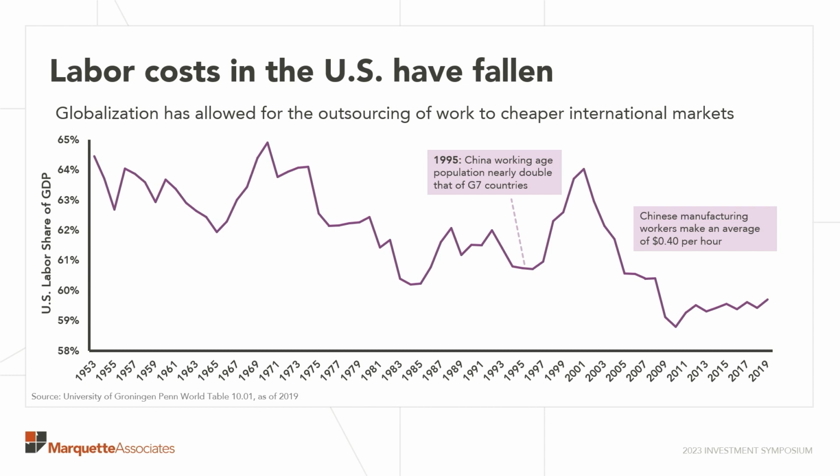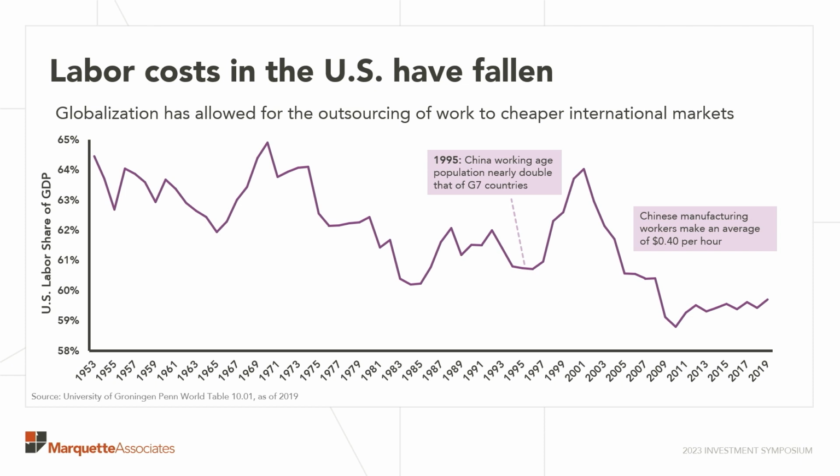Now, if we go back to 1995, when I was a 15-year-old whippersnapper, at that point in time, China's working age population totaled 830 million individuals. That was nearly double that of all of the G7 countries combined. Additionally, according to Oxford Economics, Chinese manufacturing workers were paid on average 40 cents per hour. This is about 2% of the average hourly rate achieved in G7 countries.